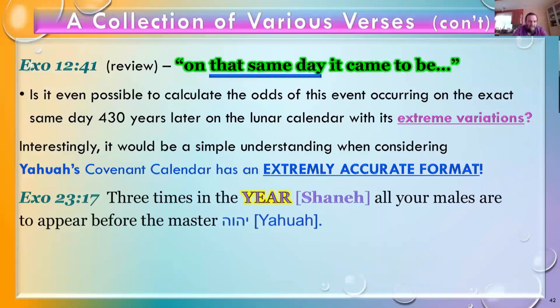Exodus 23:17. Three times in a Shana year, all your males are to appear before the Master, Yahuwah. Why does it not stipulate a lunar year there? And realize that this is in the Melchizedek administration. This was agreed to by the Hebrew nation 3 times before Mount Sinai had it ratified in blood. So when it says 3 times in a Shana year, all males are to appear before the Master Yahuwah, this is part of the everlasting covenant.